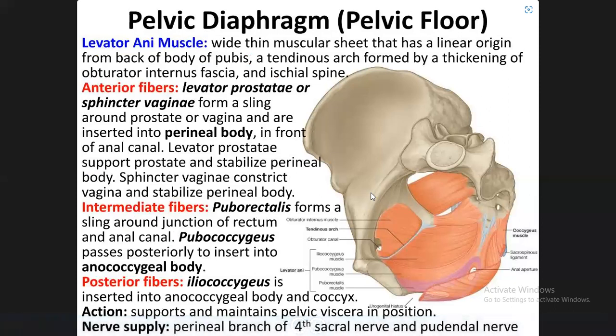Function-wise, they support and maintain the pelvic viscera, and the nerve supply is the perineal branch of the fourth sacral nerve, as well as branches that come from the pudendal nerve. Right.